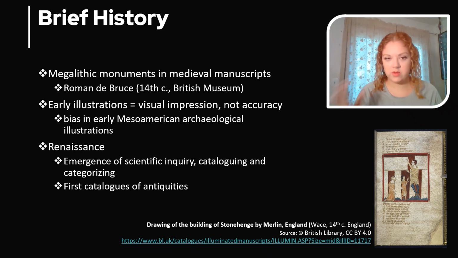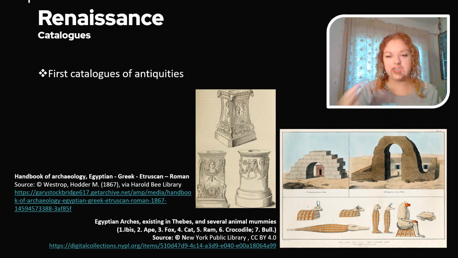So as we begin to move into the Renaissance, though, we start to see a change in the purpose and quality of illustration. Of course, during the Renaissance, you have the emergence of scientific inquiry and method, and you also begin to see some catalogues of artifacts. The first catalogues of antiquities pop up during the Renaissance and usually include Greek or Roman artifacts, as they were considered the height of civilization, classicists and all that. So here's an example of a catalog of columns from the Renaissance.